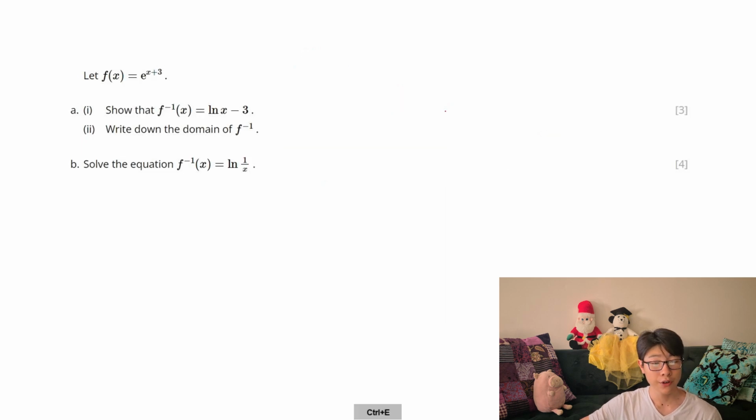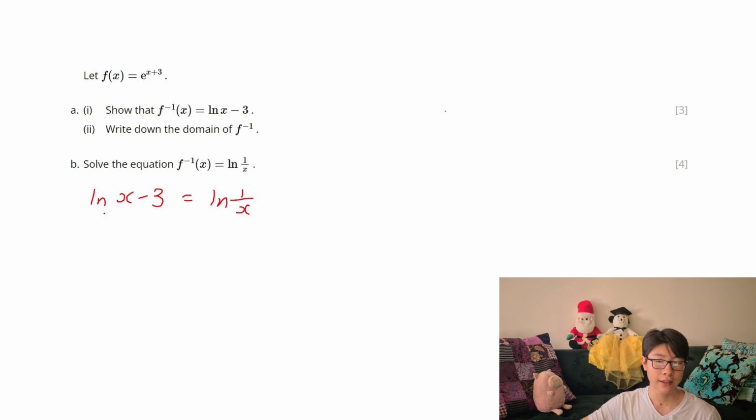Part B, we want to solve the equation where the inverse of f of x equals ln 1 on x. And we know what the inverse of f of x is based on part A1 here. It will just be equal to this. And this is equal to ln 1 on x. So this is more of a logarithmic question, but we're going to solve it either way. How we can solve this is we need to recognize two things.